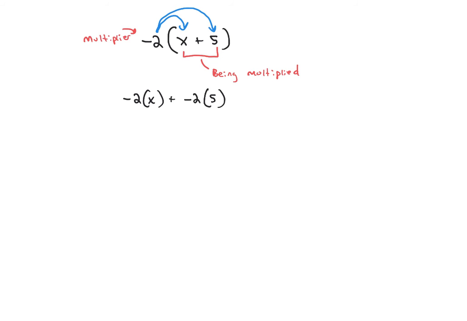Then we could do the math there. So we just write negative 2 times x as negative 2x, plus negative 2 times 5 is a negative 10.